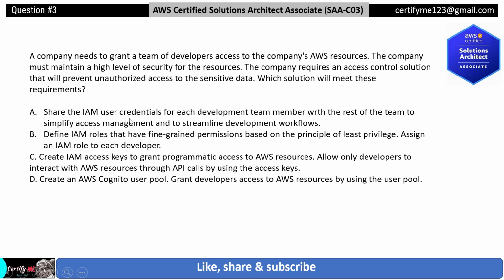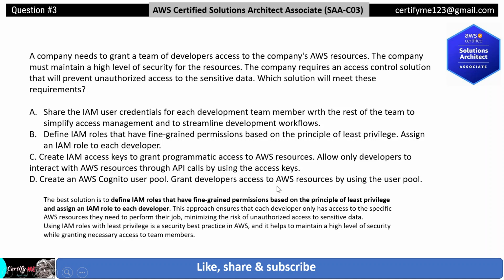Option A. Share the IAM user credentials for each development team member with the rest of the team to simplify access management and to streamline development workflows. Option B. Define IAM roles that have fine-grained permissions based on the principle of least privilege. Assign an IAM role to each developer. Option C. Create IAM access keys to grant programmatic access to AWS resources. Allow only developers to interact with AWS resources through API calls by using the access keys. Option D. Create an AWS Cognito user pool. Grant developers access to AWS resources by using the user pool.